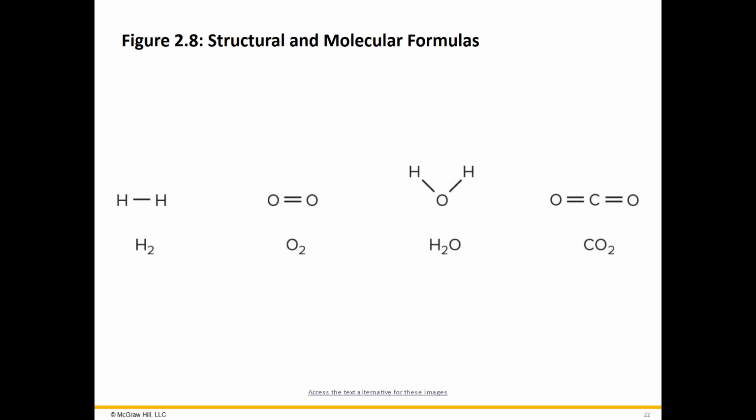Structural formulas tell me how they're bonded, and we represent them with lines. This line represents 1 electron on hydrogen and 1 electron on hydrogen being shared. It is a single bond. This represents 2 electrons from this oxygen being shared here, and 2 electrons from here being shared. And so 4 in total, 1, 2, 3, 4, 2 lines, it's a double bond.